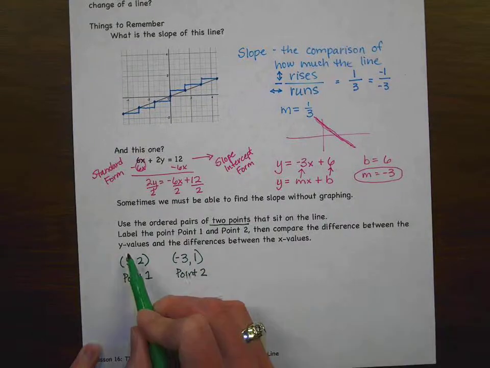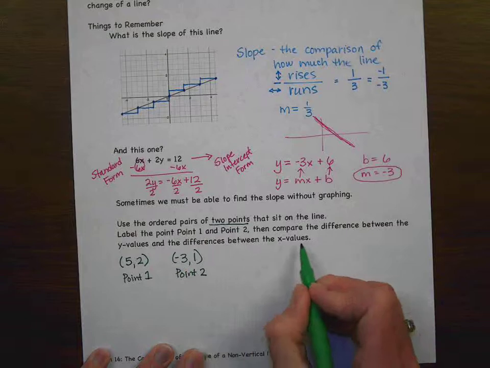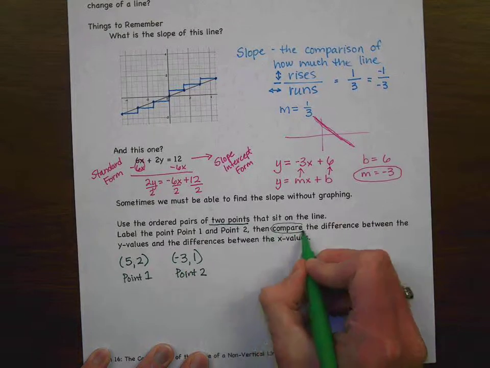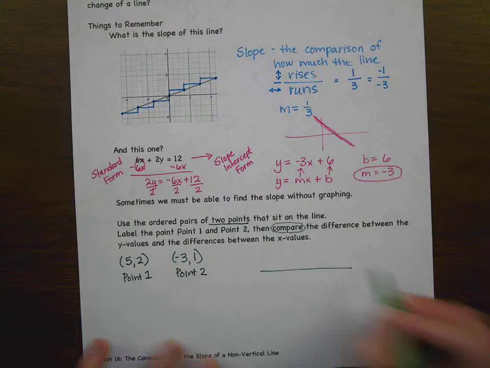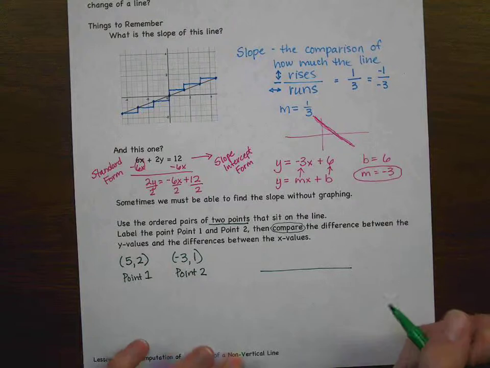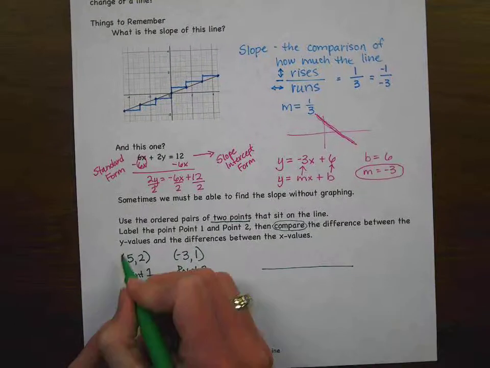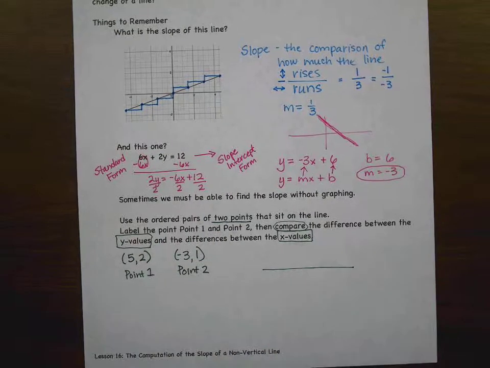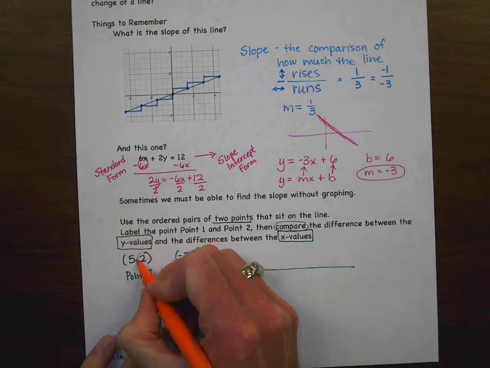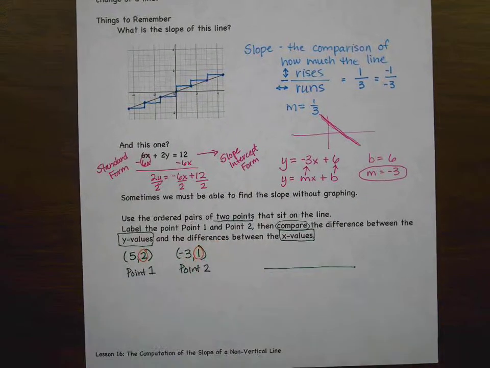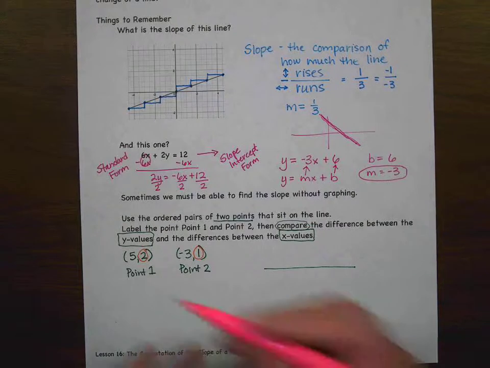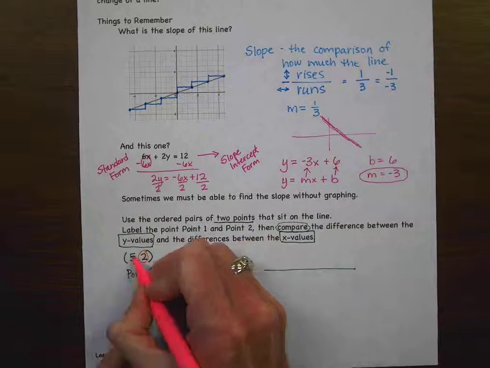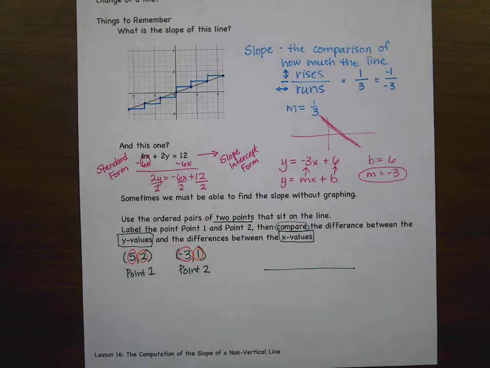And then compare the differences between the y values and the differences between the x values. And you remember that compare means we're dividing. So we're actually going to have a fraction bar here, and it says compare the differences between the y values and the x values. So in order to do that, basically what it's saying is we need to know what is the difference between these guys, because those are the y's, and we need to know what is the difference between these guys, because those are the x's.